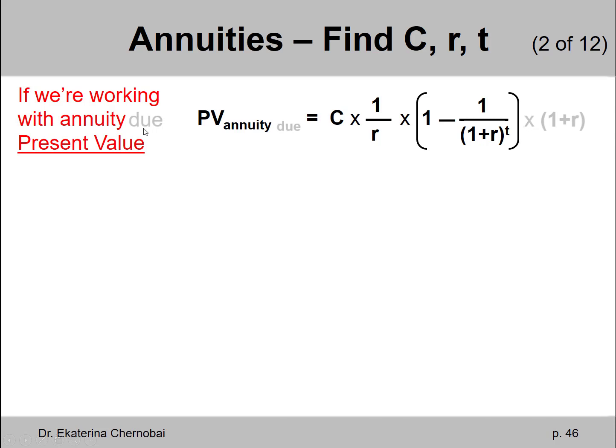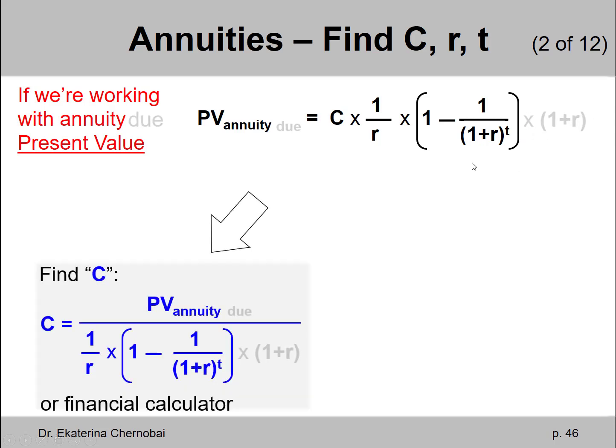Or maybe it's a present value of an annuity due problem. So maybe it's a loan where payments are due on the first of each month, something like that. Then the formula has an extra multiplied by 1 plus R at the end of it. In either case, if we need to find the cash flow amount, then we can mathematically rearrange it and take the present value of an annuity or annuity due and divide by everything that the annuity payment is multiplied by. So we get this division. Or we can use the financial calculator where you would be computing PMT.